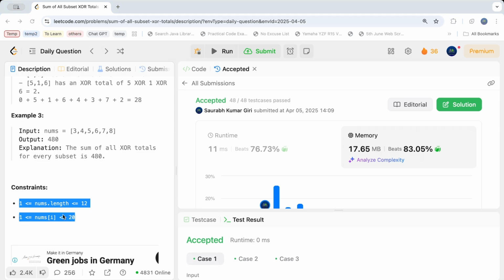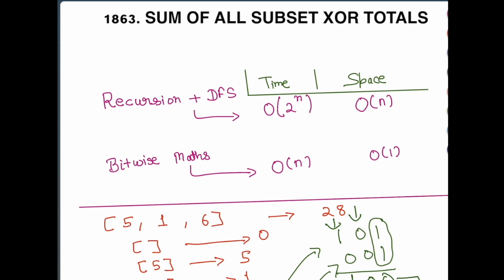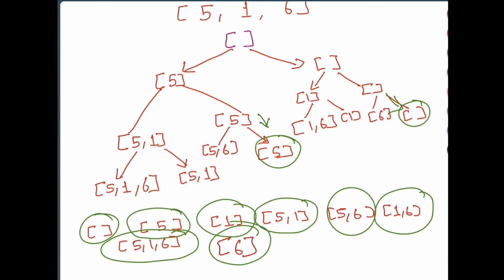For that, let me jump back to my drawing pad and try to explain this second solution, which is bitwise maths. Now this is going to be very efficient. O of n time and O of 1 space. We are not going to use any extra space and just a single loop will do it. But what is the logic behind this? That's very important to know.